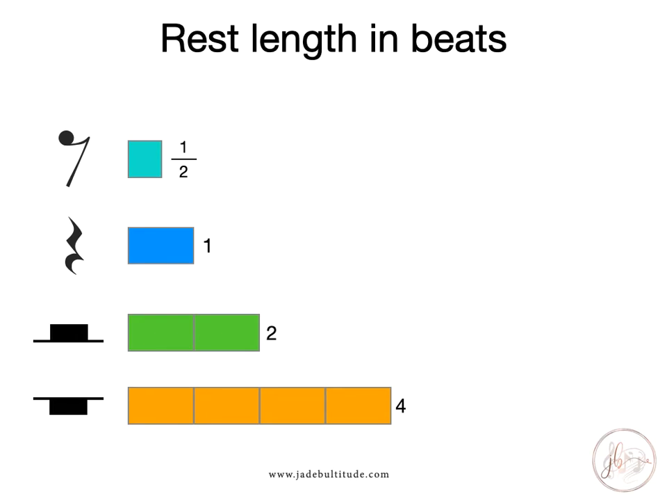Let's revisit our rests. So at the top, we have our quaver rest, or eighth note rest, which is worth half a beat. Then we have our crotchet rest, or quarter note rest, which is worth one beat. Then we have our minim rest, or half note rest, which is worth 2 beats. And then we have our semibreve rest, or whole note rest, which is worth 4 beats.